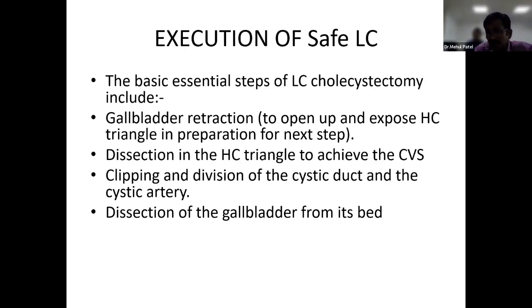To execute a safe lap cholecystectomy, one needs to go through the basic steps of lap cholecystectomy. You need proper retraction of the gallbladder. You need to dissect the area of the hepatocystic triangle to achieve the critical view, and divide the cystic duct and artery after you have achieved CVS, after you have gone through the concept known as timeout. And then while dissecting the gallbladder from the bed, keep in mind that you will not be breaching the cystic plate.